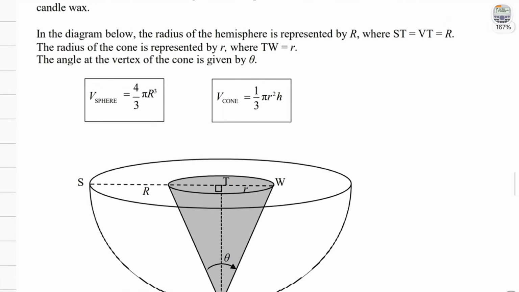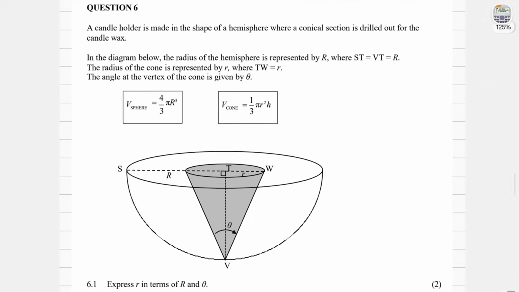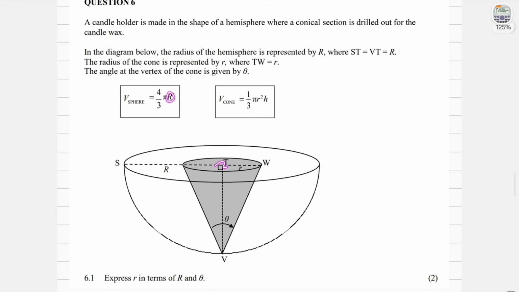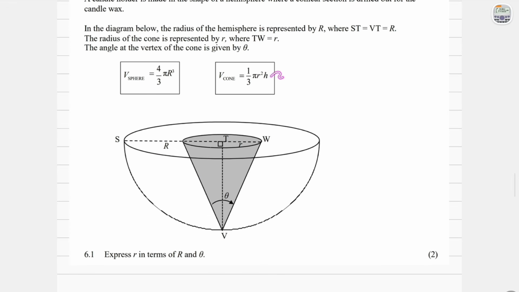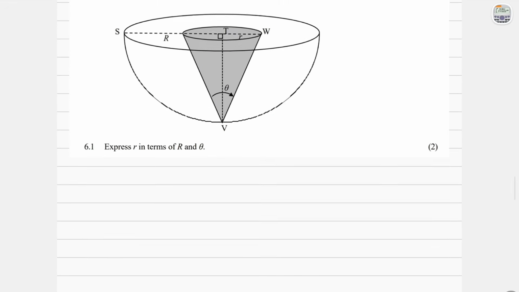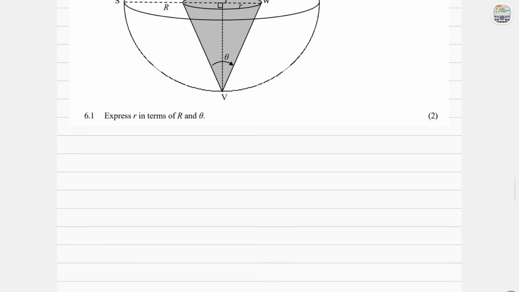And then they also give us some formulas. They tell us that the volume of a sphere is 4 over 3 pi R cubed, big letter R in this case because we're using that. But remember that we are working with a hemisphere. And they also give us the volume of a cone. So the first question, 6.1, says, express r in terms of big letter R and theta.